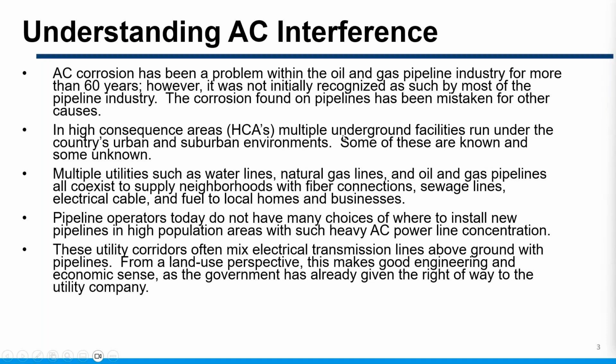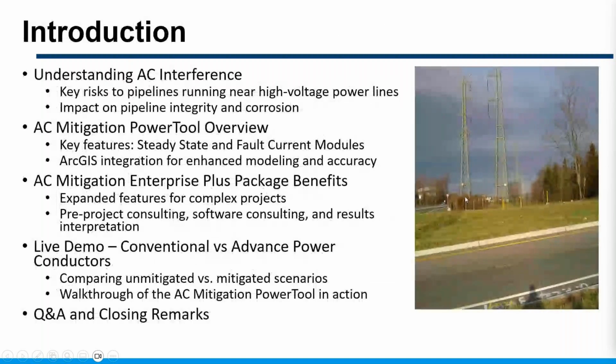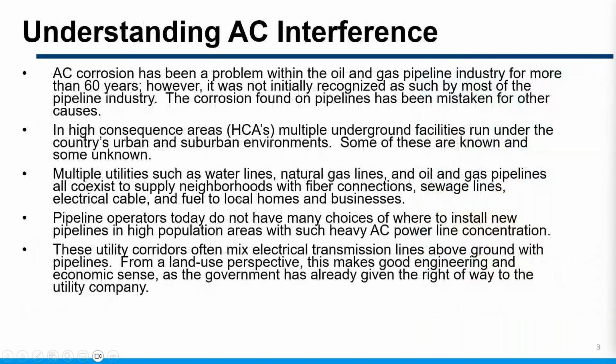HCAs, which we talked about, which we just saw, underground facilities in urban areas, and some of these are known and unknown. We should know where they all are. We should know what type of utilities are in there. We're way beyond that today, and pipeline operators just don't have many choices where to install pipelines, as you've seen in this right-of-way here. It's 30, 42, and a 12-inch. Not much room in there, so you could see how you could get in trouble.